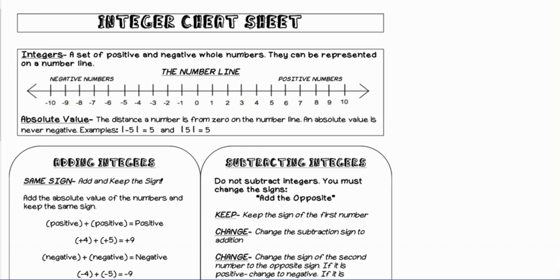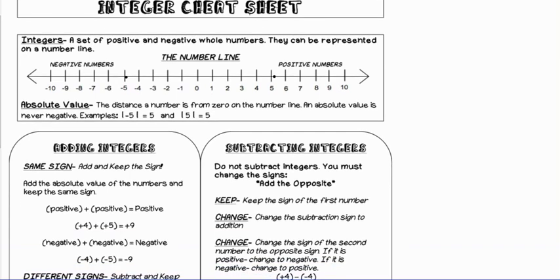Just to recap the prior videos, integers are a set of positive and negative whole numbers, and they can be represented on a number line, with positive numbers going to the right, negative numbers going to the left. The prior video also discussed absolute value, the distance a number is from 0 on the number line. So the absolute value of -5 is 5, while the absolute value of +5 is also 5. The distance from 5 to 0 is 5 units, and the distance from -5 to 0 is also 5 units. So absolute value will always yield a positive answer.